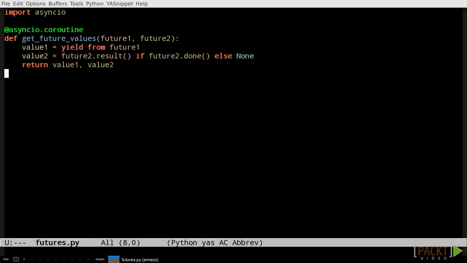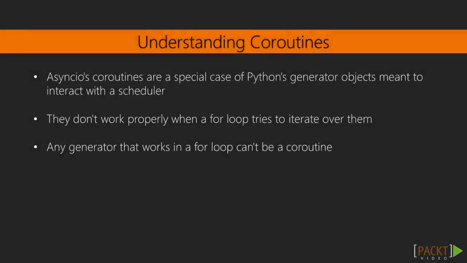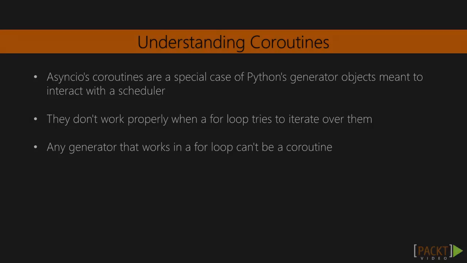To understand it, we need to take another look at how asyncio's coroutines are built. Specifically, we need to remember that asyncio's coroutines are a special case of Python's generator objects, which are meant to interact with the scheduler, rather than the normal looping functions. They certainly don't work properly when a for loop tries to iterate over them, and any generator that will work in a for loop won't work as a coroutine.